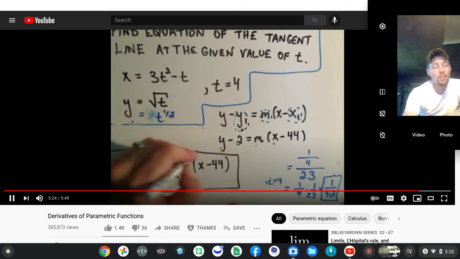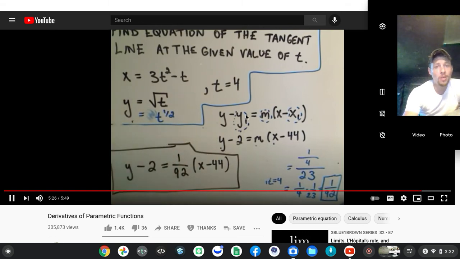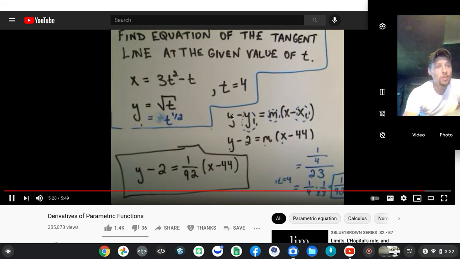I don't wanna put that in y equals mx plus b slope-intercept form. I'd say go for it, but I don't see why you'd have to. So that'd be just a basic example of finding derivatives using parametric equations or parametric functions. So I hope this helps.